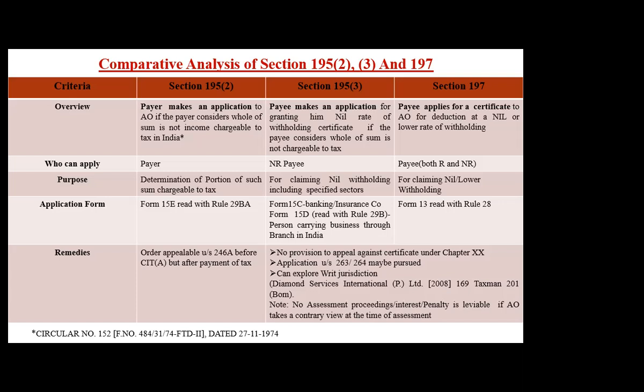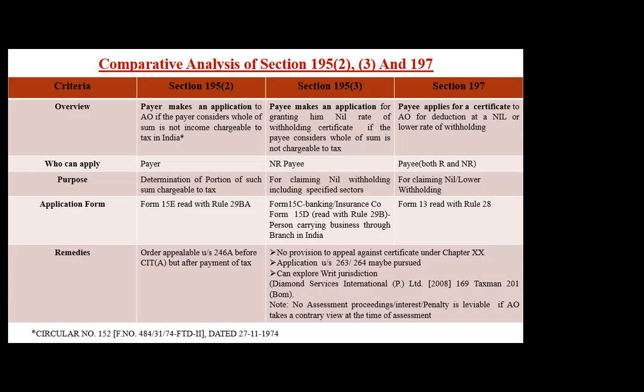An order is appealable under 246A. A certificate is not appealable under 195(3) and 197. So the only remedy available is that you go to 263, 264, or writ jurisdiction or whatever. It is a discretionary power of the AO. Discretionary power of the AO only in 195 subsection 2 where it is an order.